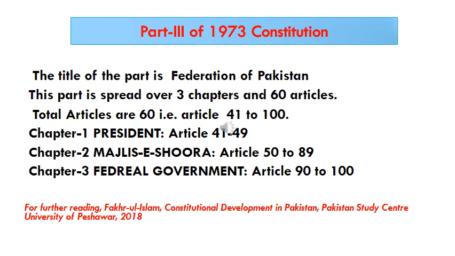In the cabinet, besides the full-fledged ministers, there are Ministers of State. Article 92 of the Constitution tells us that the President shall appoint federal ministers and ministers of state from amongst the members of Majlis Shura on the advice of the Prime Minister. But there is a proviso or conditionality, provided that the number of federal ministers and ministers of state who are members of the Senate shall not at any time exceed one-fourth of the number of the federal ministers. This is a proviso.